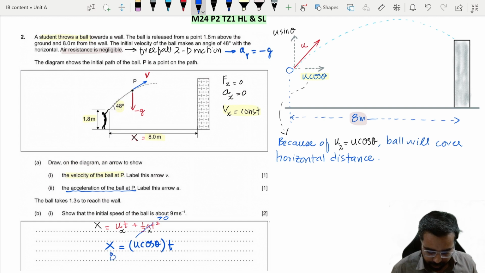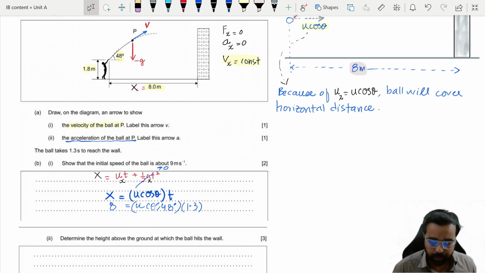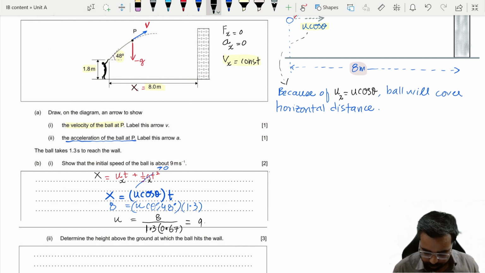So horizontal distance is 8 meter, which equals initial velocity, which is unknown, times cos 48 degrees, times the time 1.3. Okay, now what is the advantage of this equation? Because we will get the value of u. So u must be equal to 8 over 1.3 and cos 48, which is 0.67. Yes, 0.67. Okay, so my answer is 9.19 meter per second. And as they said, our answer should be close to 9 meter per second.